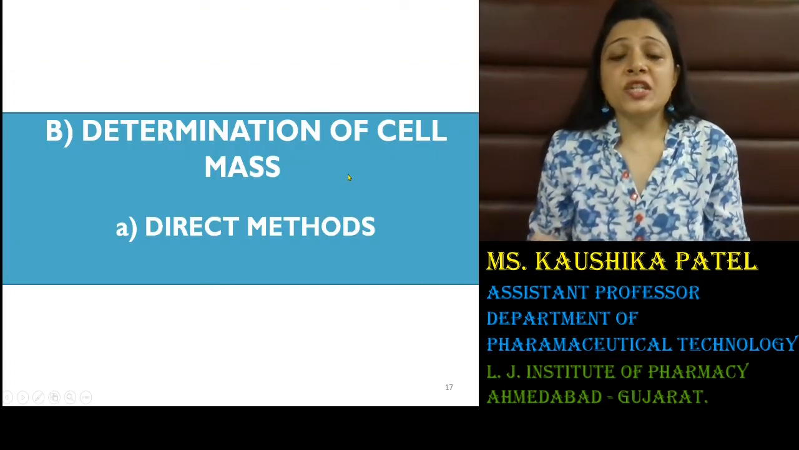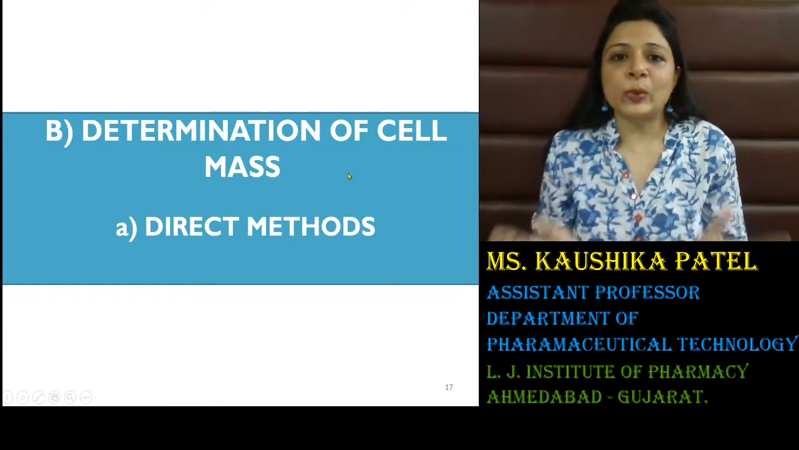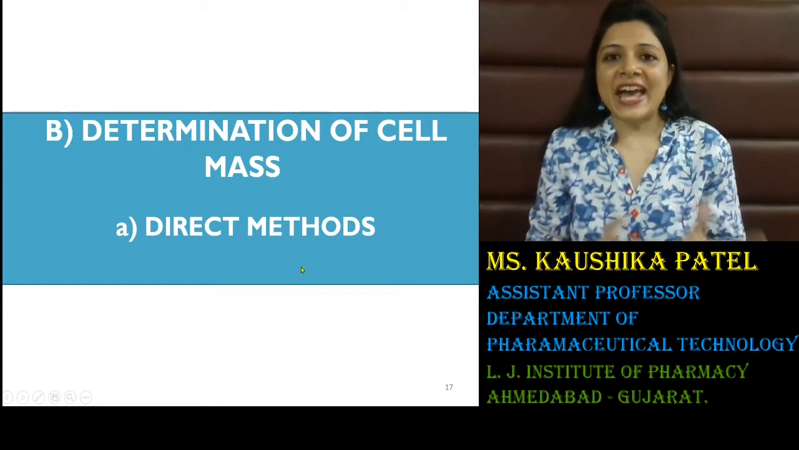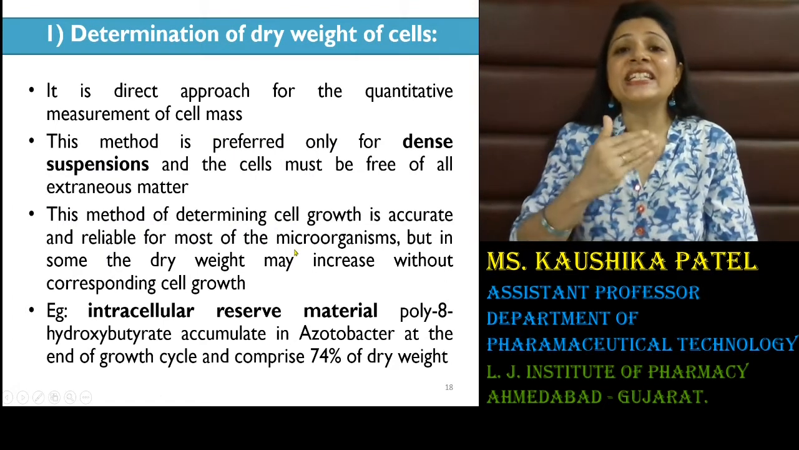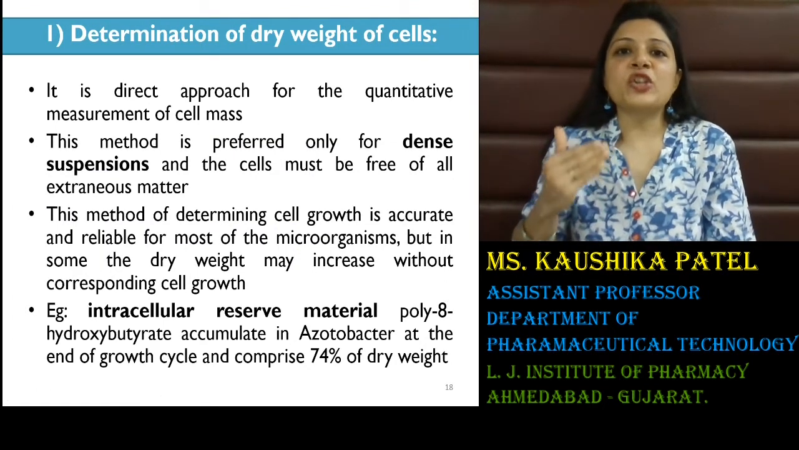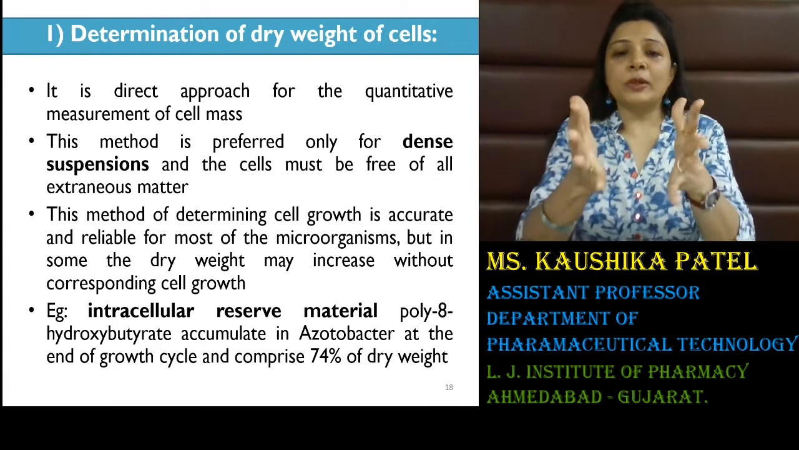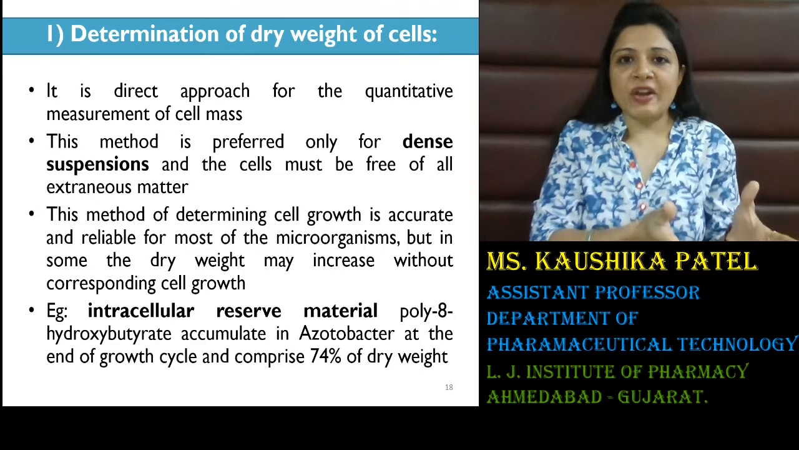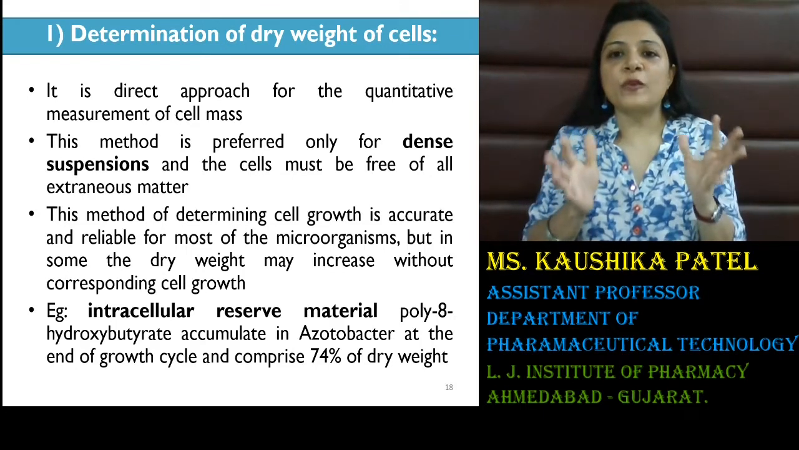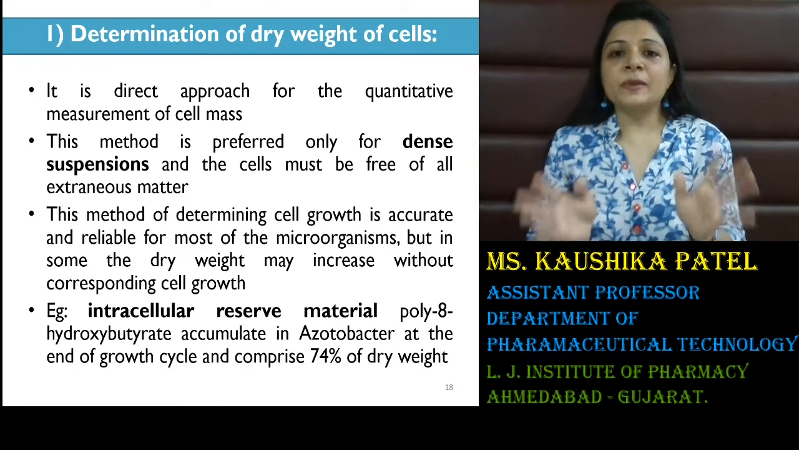Second approach is the determination of cell mass or cell weight. Here also there will be direct methods and indirect methods. In the direct method, you are directly determining the dry weight of the cells. Here you will filter the cells, allow them to dry, and then find out the weight of those cells. Now, what is the problem in this method?